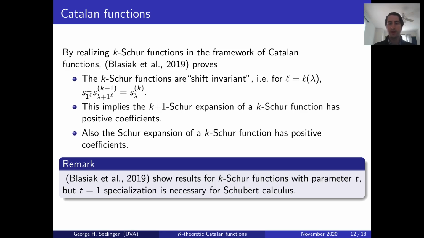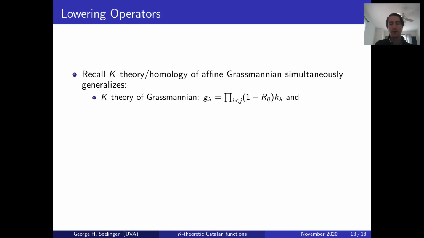So in general, this paper was with Catalan functions. There's a deformation parameter t, but we have to specialize t equals 1 for Schubert calculus, and this provides sort of a roadmap for our similar approach for the K-theoretic K-Schur functions. So in order to do this, we're going to need to introduce an extra ingredient, but let's look at why.